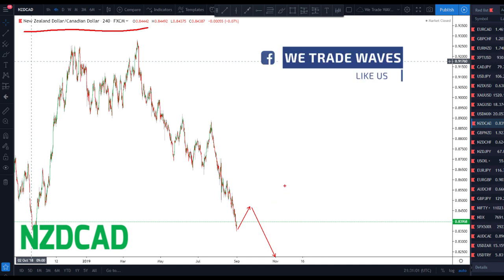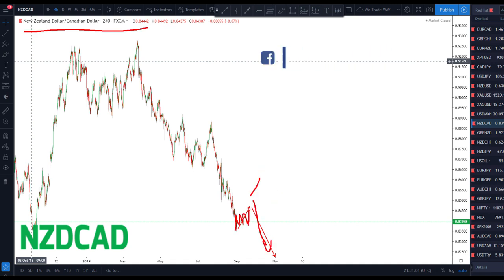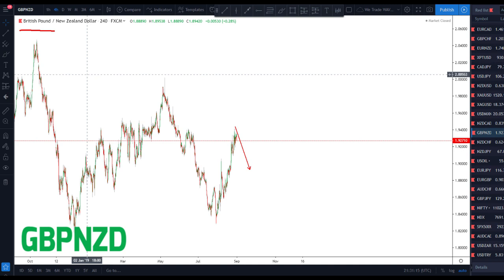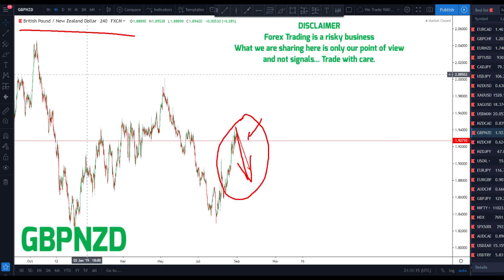New Zealand CAD, leave this one for now. We'll make a corrective structure and then one more move down. Leave it for now and we'll update you later on. Pound New Zealand, in this structure, we can see one more move down. If you know how to trade this down move, you can go for it. We are expecting one more move down in this structure.